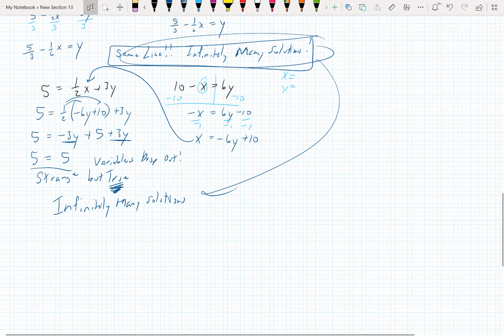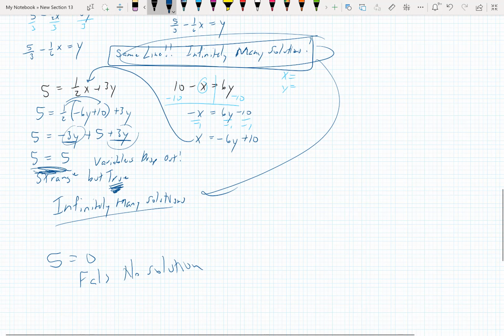So yeah, if you get something weird where the variables drop out, you either get something that's strange but true, infinitely many solutions, or you get something that's strange because the variables dropped out but false, and that would have been no solution if that had happened. All right, hope that makes sense.